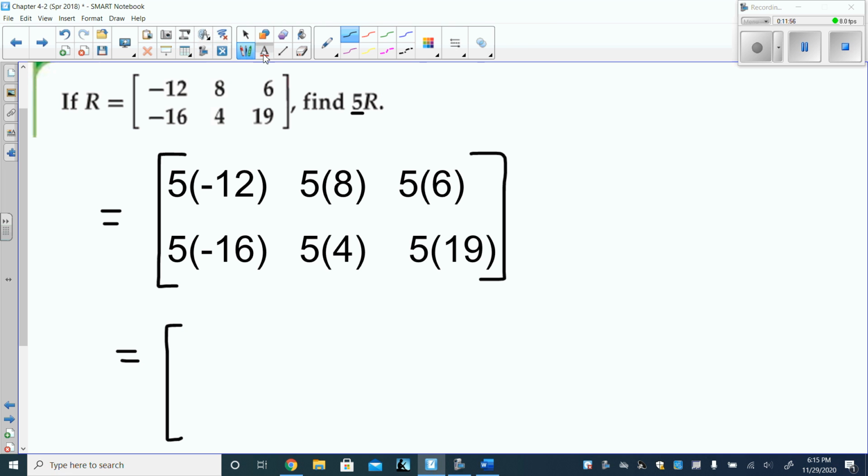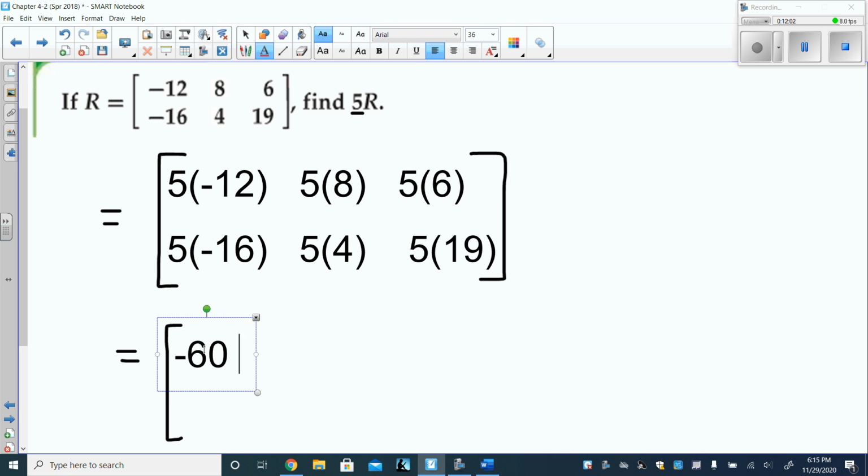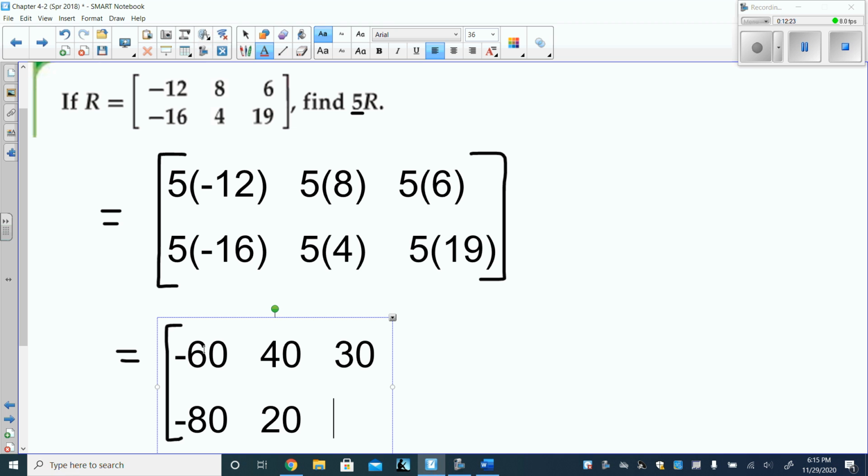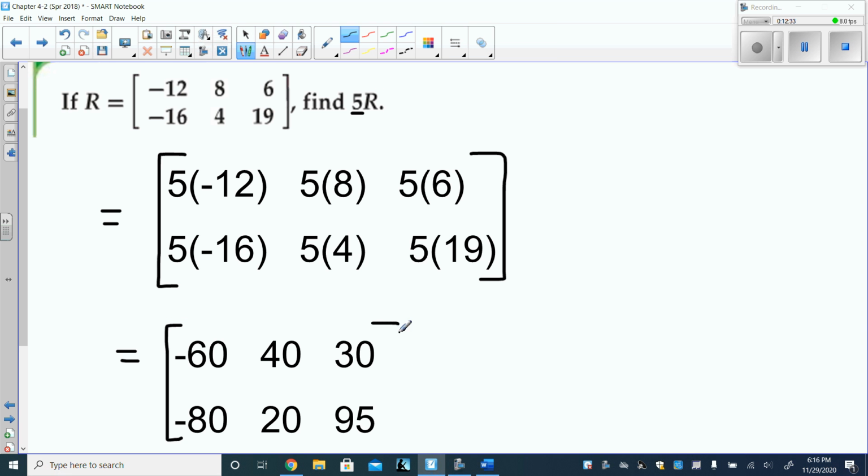And so lastly, we just need to simplify these here. So 5 times negative 12 would be negative 60. 5 times 8 would be 40. And 5 times 6 would be 30. Now 5 times negative 16 is going to be negative 80. 5 times 4 would be 20. And lastly, 5 times 19 would be 95. And that's it. We just multiplied everything by 5.